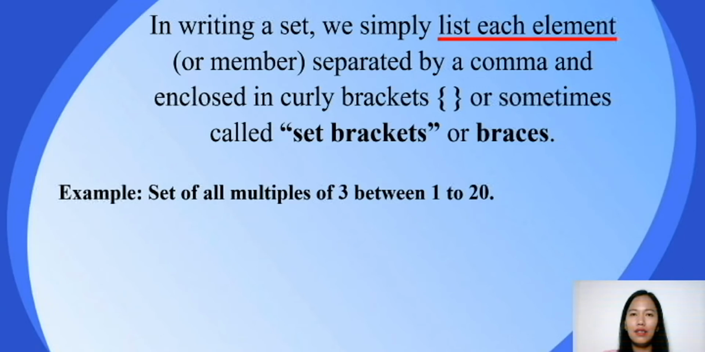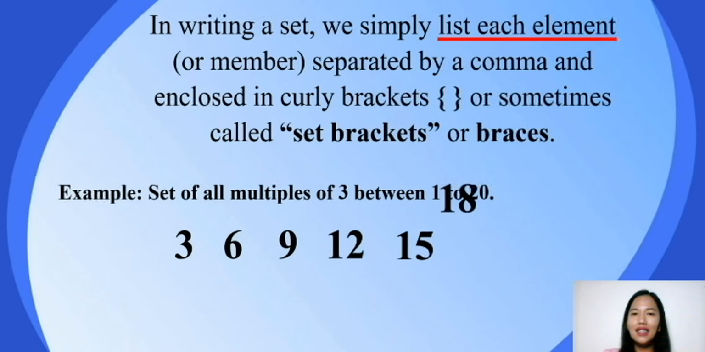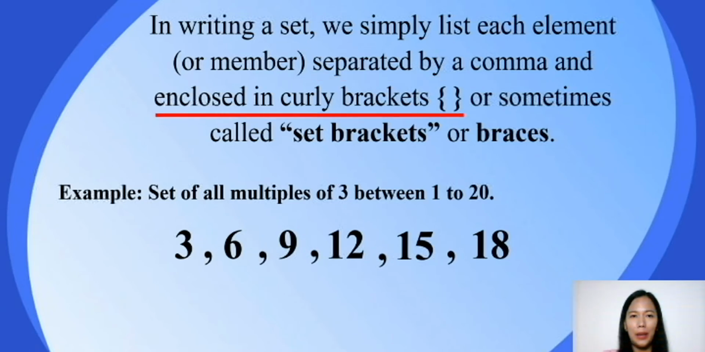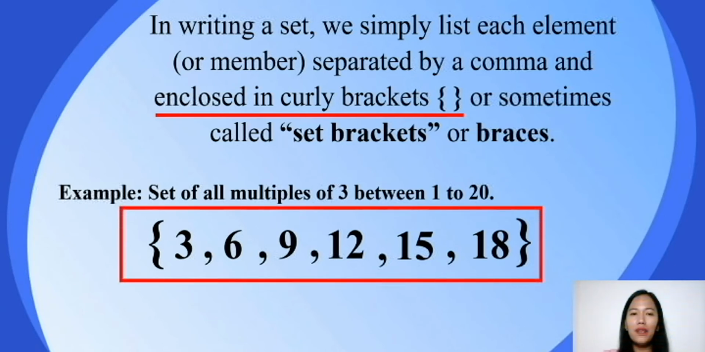We have 3, 6, 9, 12, 15, and 18. After listing all the elements, it should be separated by a comma and then enclosed in curly brackets. So therefore, we now have here the set of all multiples of 3 between 1 to 20.